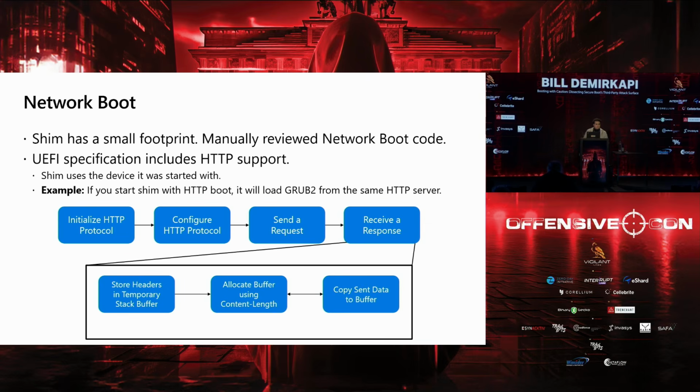What the shim does is it'll store headers in a temporary stack buffer. It'll then allocate a buffer using the content length from the server, and then it'll copy the sent data from the server into this buffer. I have a question for you. Can you spot the vulnerability? What really caught my eye was this middle part, allocating a buffer using the content length from an untrusted server.